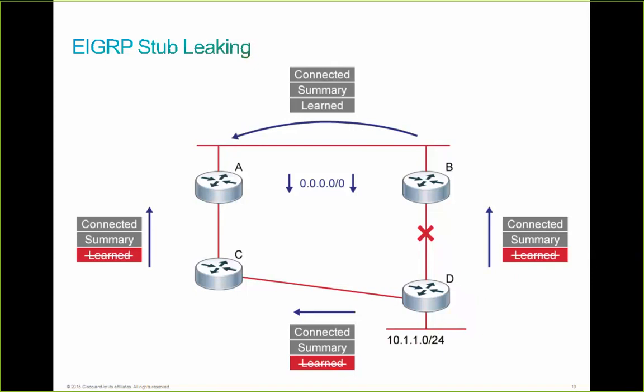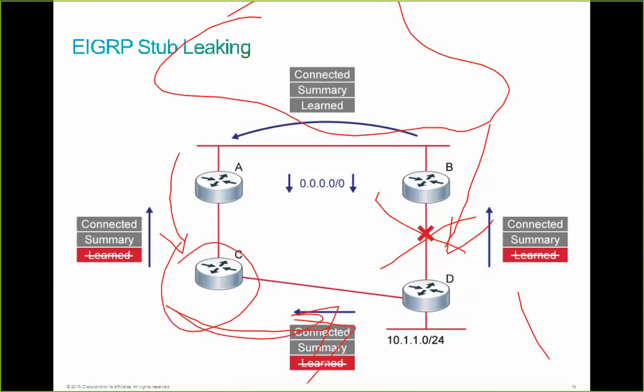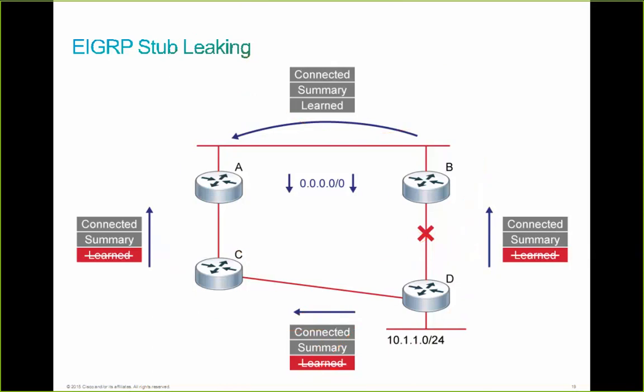We would see a similar problem with the default route. If the default route is being advertised down, that default route is not going to get advertised to router D. So if this link goes down, router D is going to lose its default route. It's not going to be able to get to the core because router C is not going to advertise the default route, because it's not connected and it's not a summary.